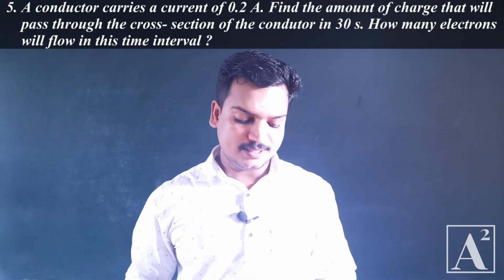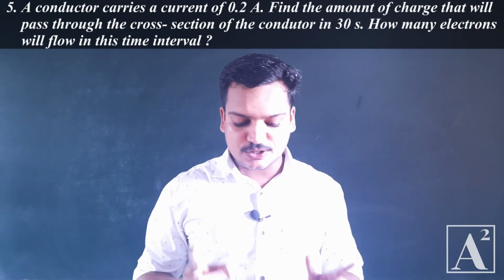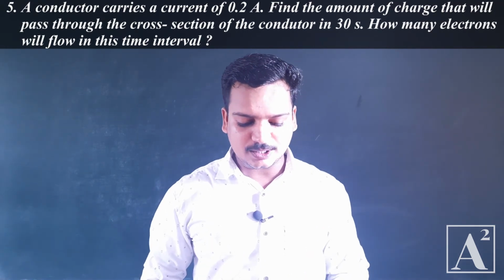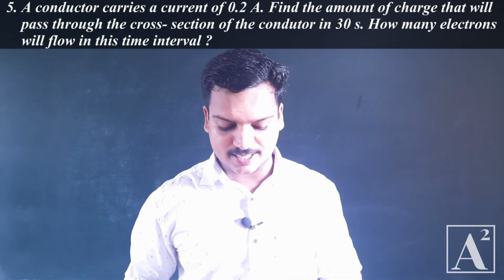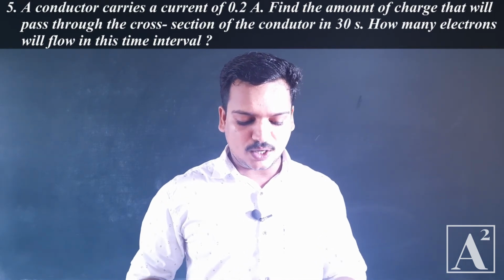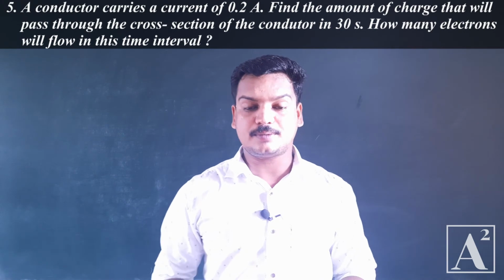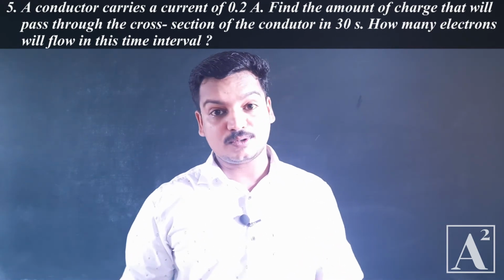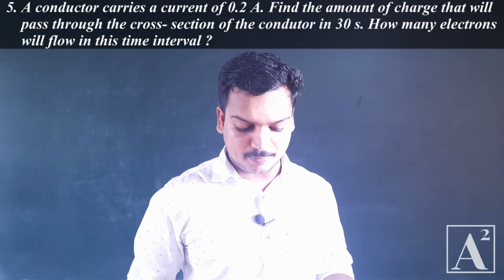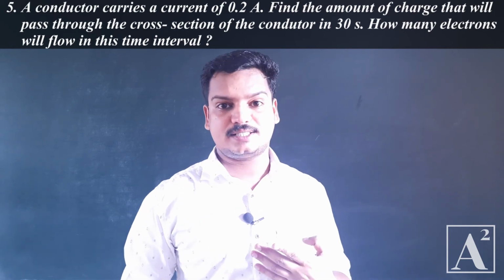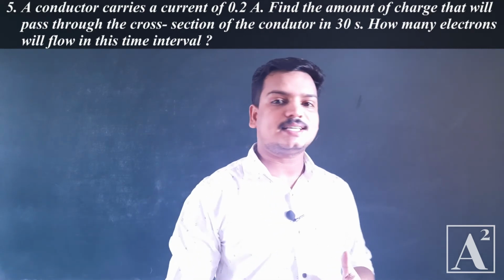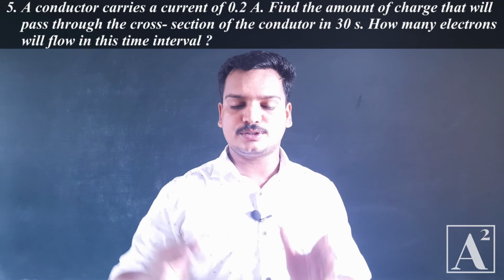Now our last example. A conductor carries a current of 0.2 ampere. Find the amount of charge that will pass through the cross section of the conductor in 30 seconds. How much electron will flow in this time if the charge of one electron is 1.6 into 10 to the power minus 19 coulomb. Okay, question has two parts. First part, a conductor carries a current of 0.2 ampere. Find the amount of charge that will pass through the cross section of the conductor in 30 seconds. Okay, in 30 seconds, how much charge is going to flow there, right?